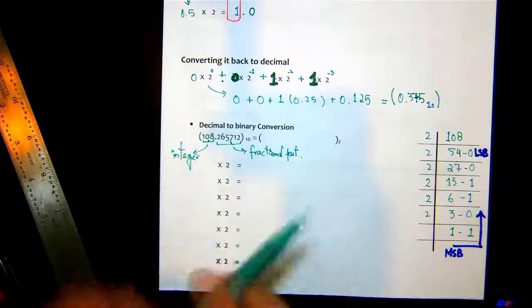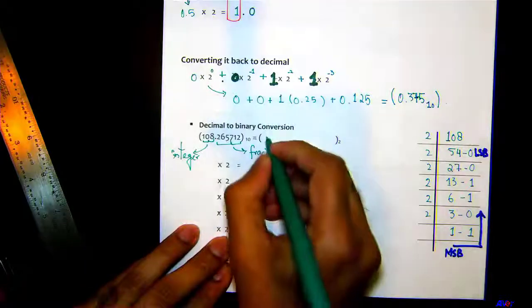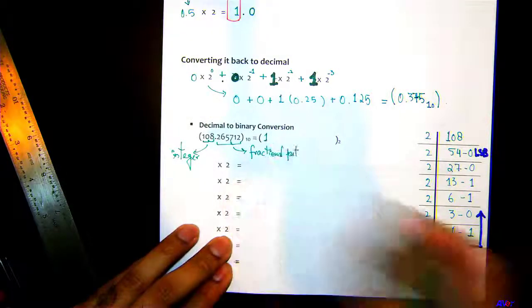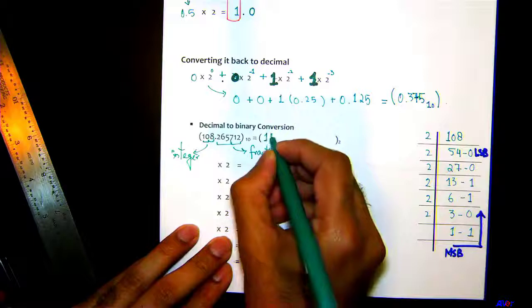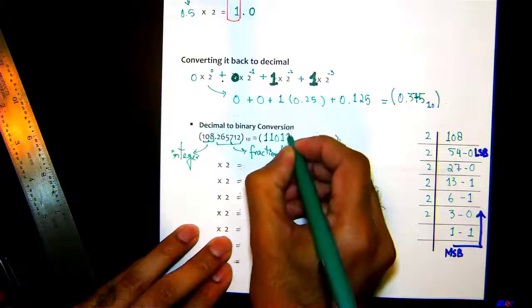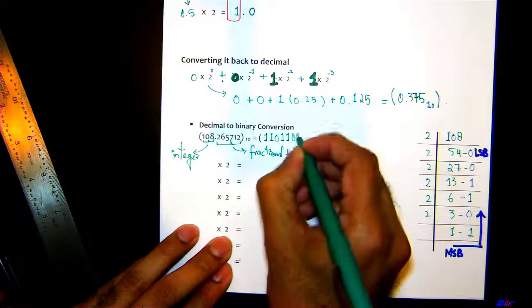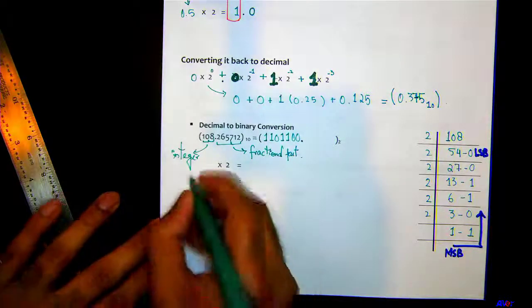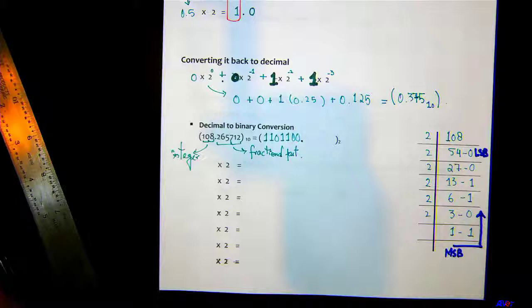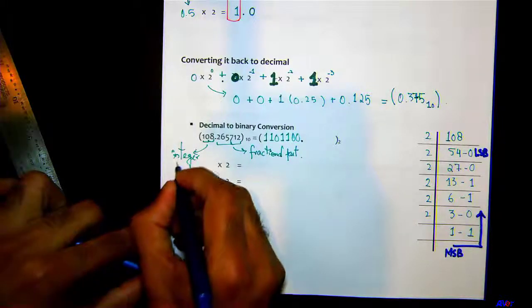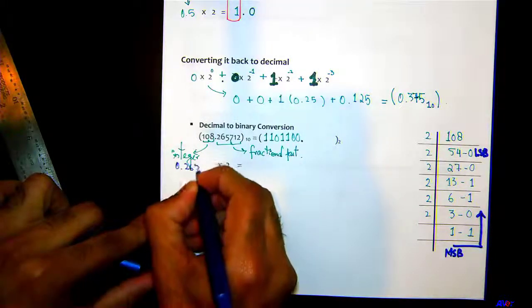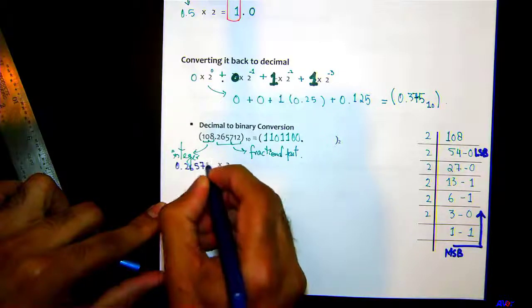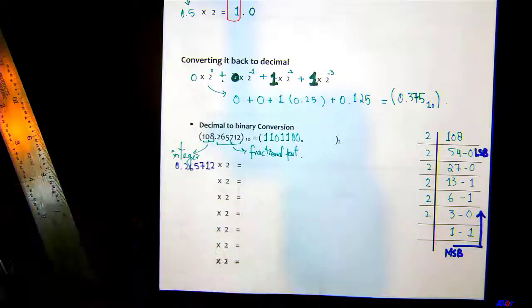So I'll just go ahead and put my binary number here, 1101100. Okay, now I'm going to work on the fractional part. Again, you take the fractional part here, 0.265712, multiply by 2.